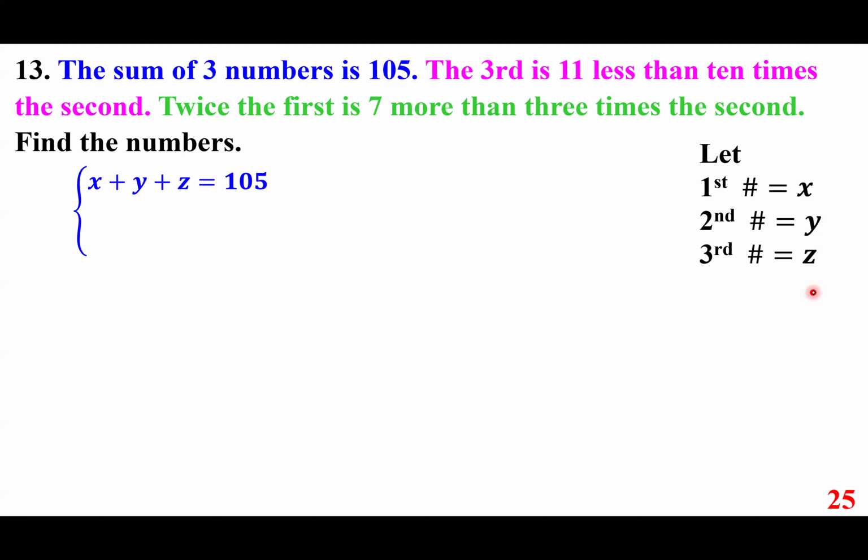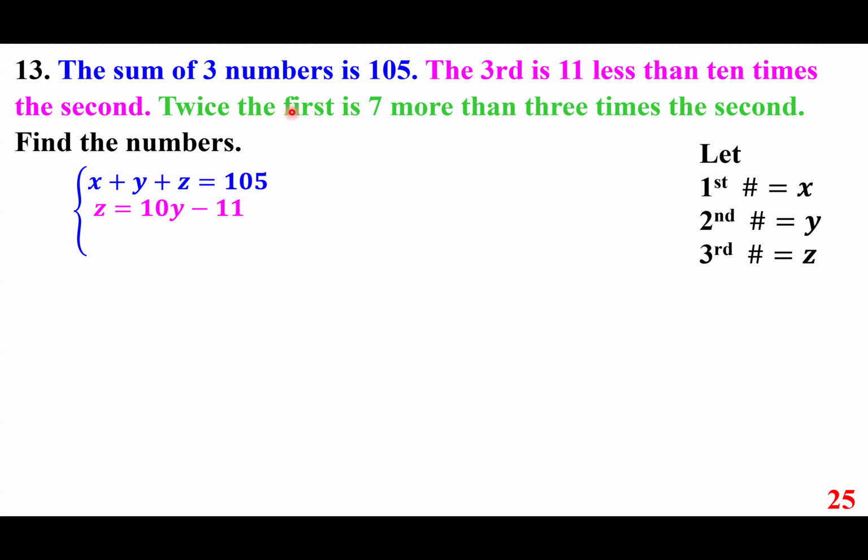Now let's move on to the second. The third, Z, is equal to, the third is 11 less than 10 times the second. Which one is the second? Y. 11 less than 10 times the second. What is 10 times the second? 10y. What is 11 less than that? 10y minus 11. So Z is 10y minus 11.